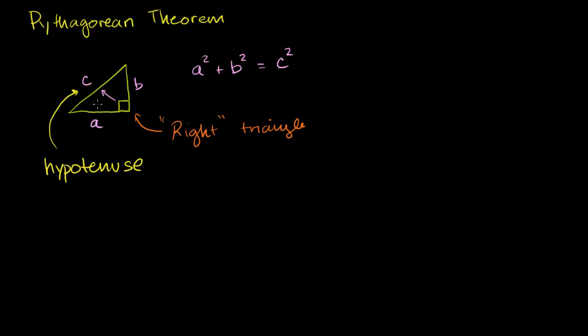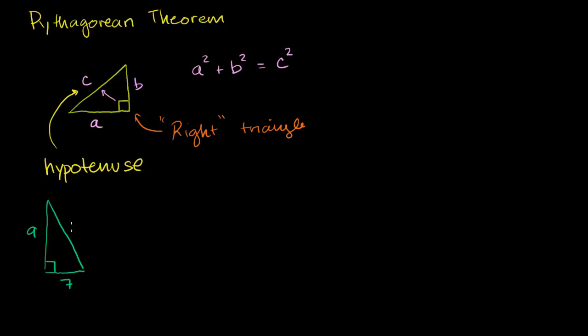Now that we know the Pythagorean theorem, let's actually use it. Because it's one thing to know something, but it's a lot more fun to use it. So let's say I have the following right triangle. Let me draw a little bit neater than that. This side over here has length 9. This side over here has length 7. And my question is, what is this side over here?